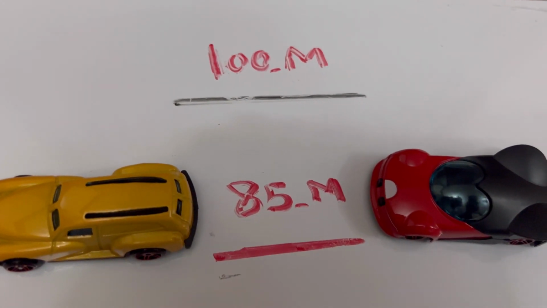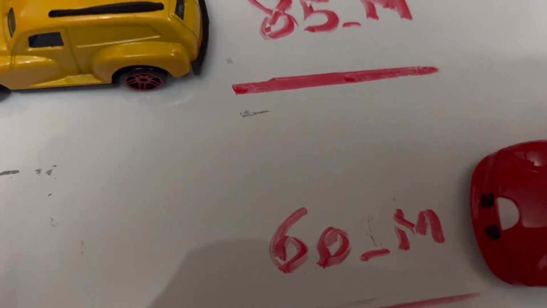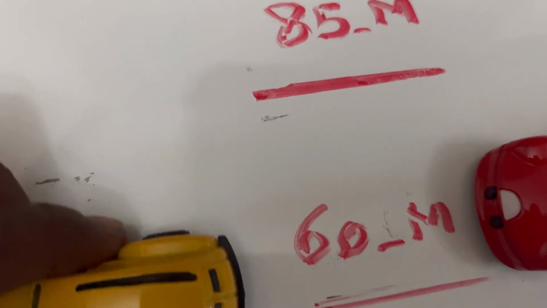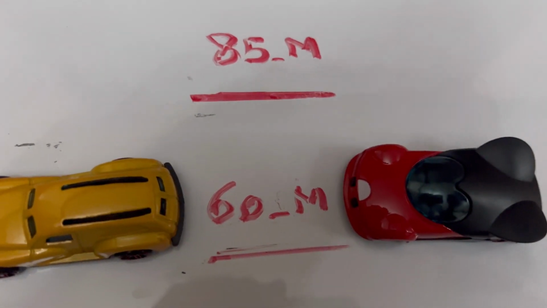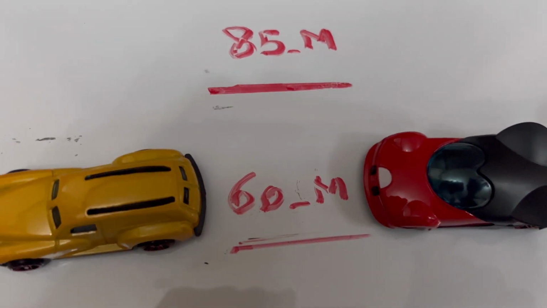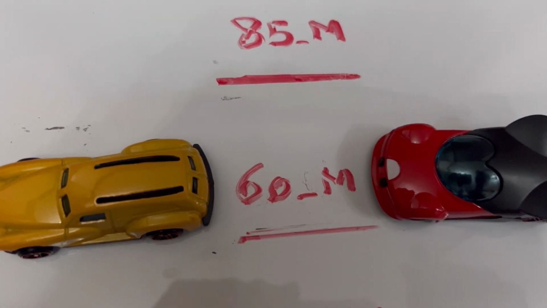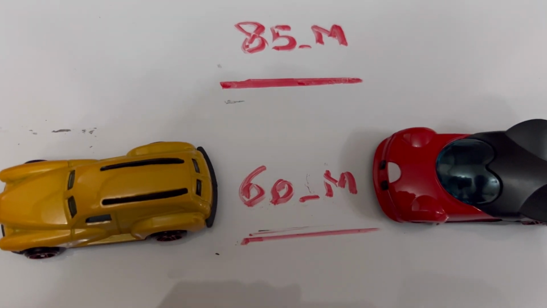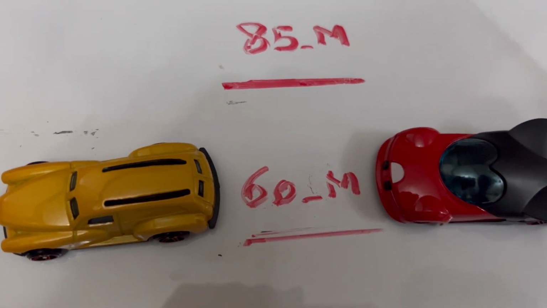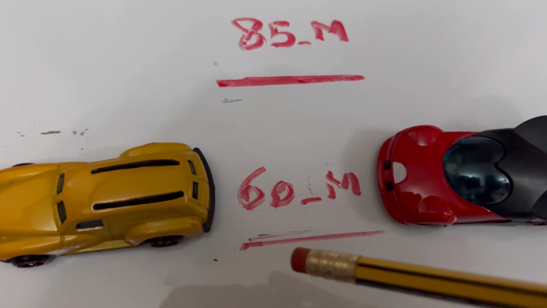Right, so let's talk about 60 meters. If you are driving 70 kilometers an hour, the minimum distance between you and the car in front of you will be 60 meters.